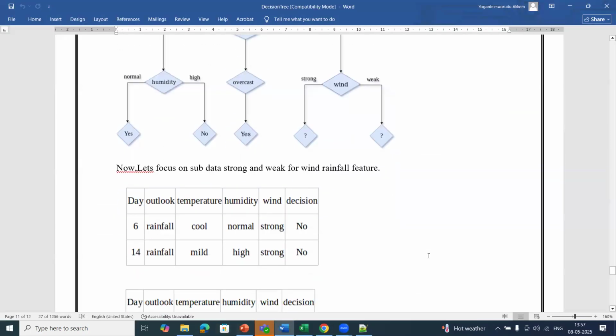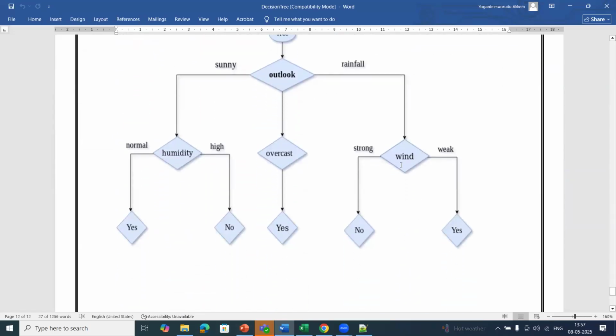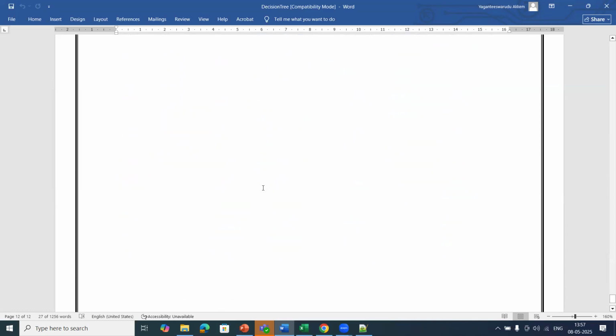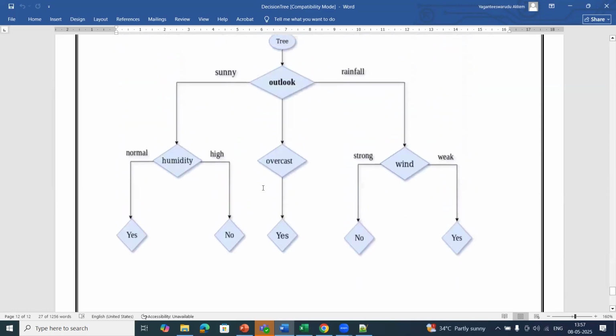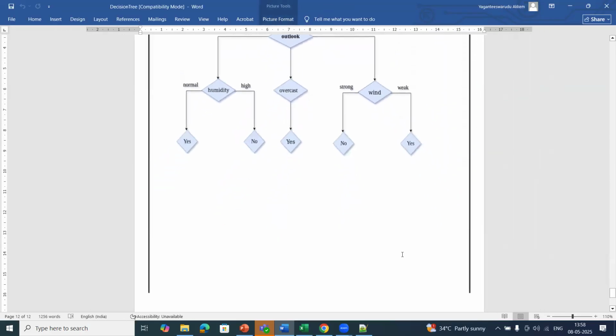So my final decision tree will look like this: if wind is strong, no. If wind is weak, yes. So finally this is my decision tree. And based on this decision tree, you can prepare if else conditions.